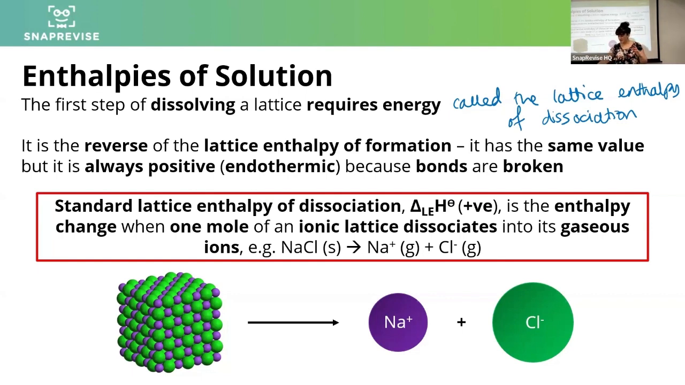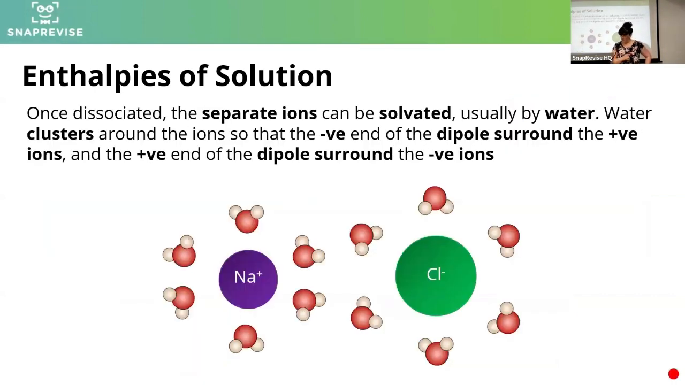Hopefully nothing major there, but our delta H is going to be positive because it's endothermic. Bonds are broken, we're putting energy in. Energy in to break bonds. Always happens every time. And I'm just going to stick the gaseous ions down there to make sure that we know they're gaseous.